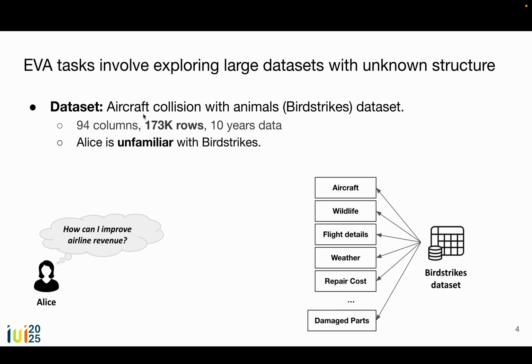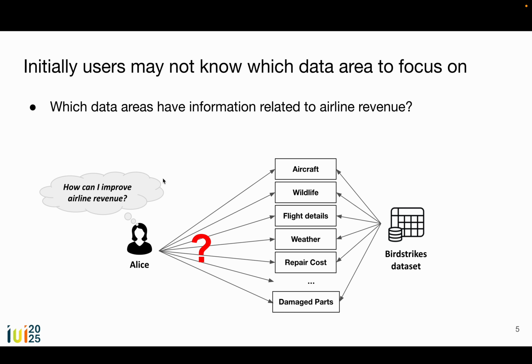It has thousands of rows and lots of columns with information related to the bird strikes incident. Some of the major ones are the aircraft and wildlife information involved in this incident, the flight details, the weather condition, the repair cost, and the part that was damaged in this incident. Now, initially, the user may not know which data area to focus on. For instance, our user Alice does not have any idea which of these data areas have information related to airline revenue.